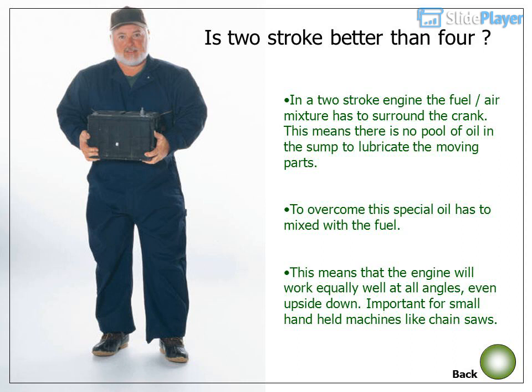Is two-stroke better than four? In a two-stroke engine, the fuel, air mixture surrounds the crank. This means there is no pool of oil in the sump to lubricate the moving parts. To overcome this, special oil has to mix with the fuel. This means that the engine will work equally well at all angles, even upside down. Important for small handheld machines like chainsaws.